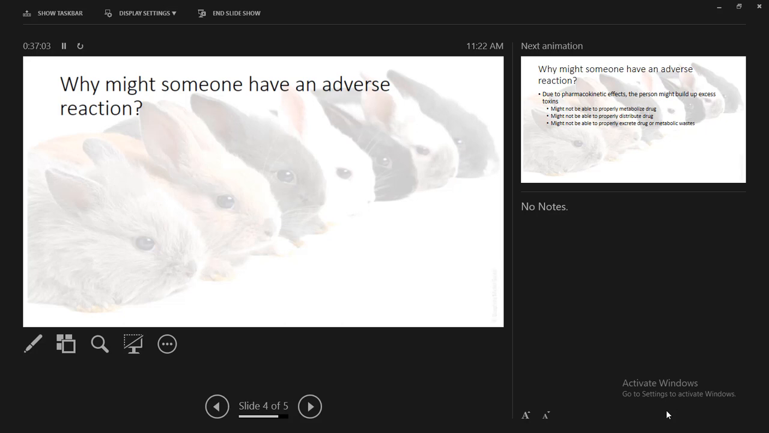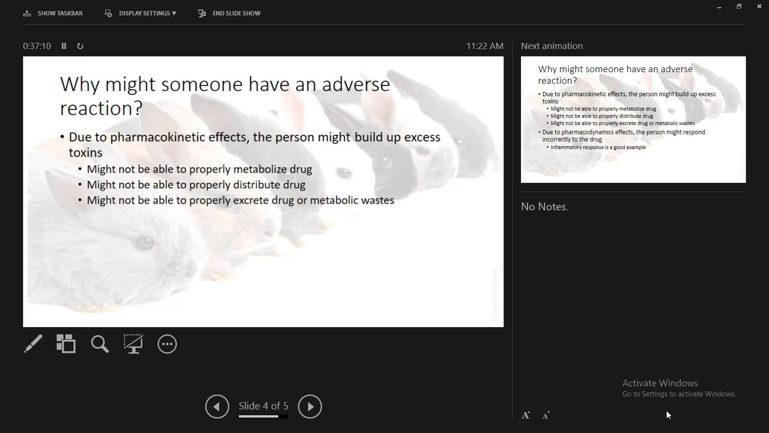Now, why might somebody have an adverse reaction? And this is where we can get into pharmacokinetic, pharmacodynamic, idiosyncratic. So pharmacokinetic effects: basically, most of these are going to have to do with how you metabolize that drug and how long that drug sticks around. So the person might build up excess toxins, and so that's usually going to fall under this. Although if somebody metabolizes the drug way too quickly and the drug does nothing for them, that would also be an adverse response and would fall under pharmacokinetic. That make sense?